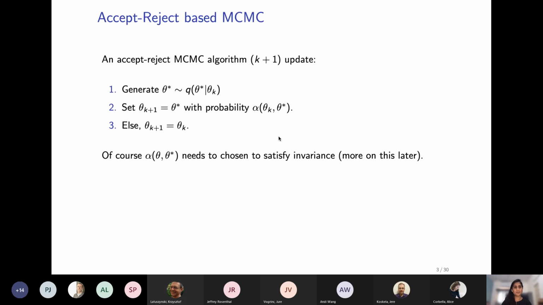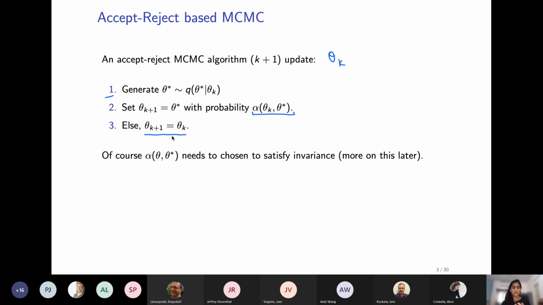A generic MCMC sampler could go as follows: given a certain value of the parameter theta k at time point k, in the first step I generate theta star from a proposal kernel Q. Then I will accept this value theta star with probability alpha, and we'll talk about alpha later on, or with probability 1 minus alpha, I will reject this value. In that case, I will set the next step to be the previous step. Many different MCMC algorithms can basically be written up in this sort of accept-reject framework.